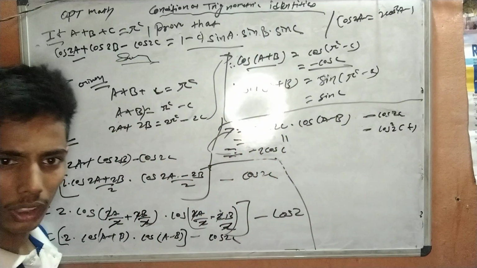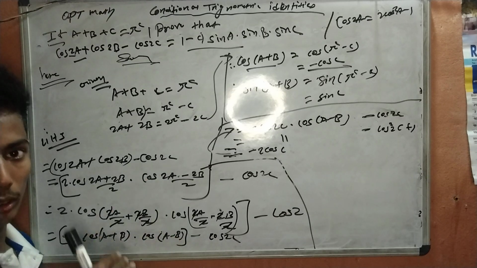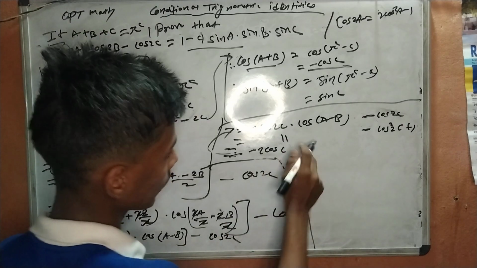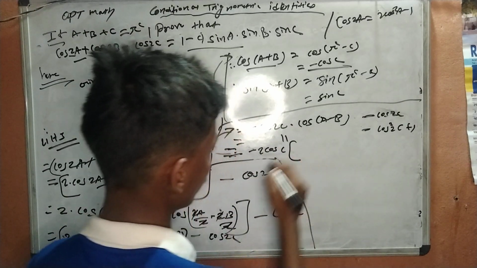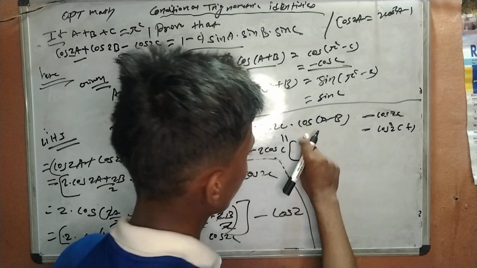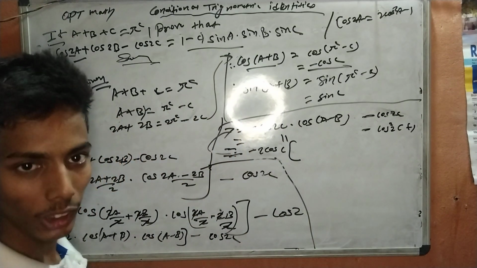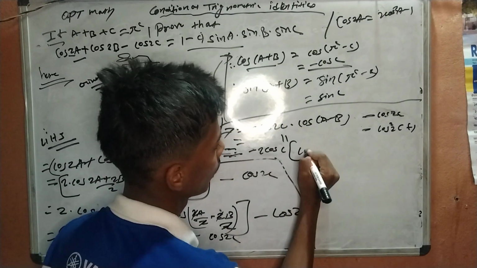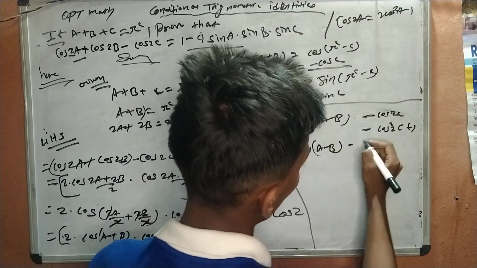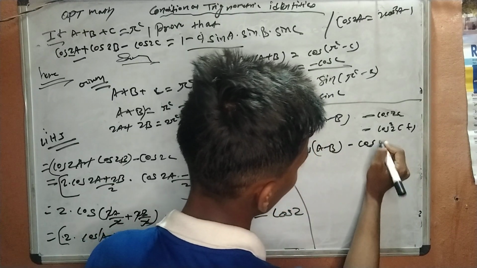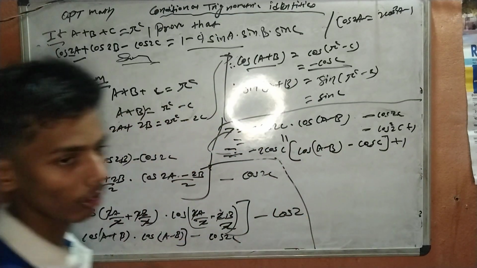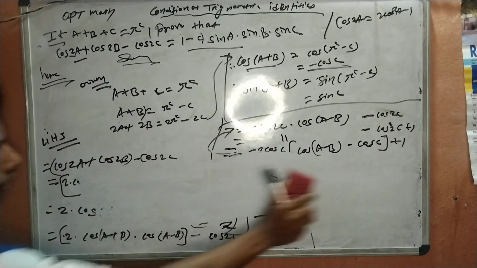Whether the 2 is in the first or in the middle, it doesn't matter, you can write. Minus 2 cos C we are going to take common. Now after taking common, what will be left here? So here will be left cos(A minus B), then here will be left this cos C and 1. I will just write here plus 1. Okay, and now I'm going to erase all these parts.